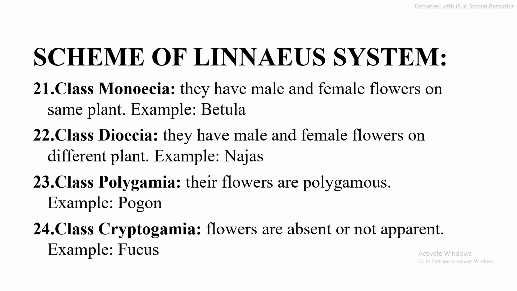Next class is Dioecia. They have male and female flowers on different plants. Example is Fagus. Next class is Polygamia and their flowers are polygamous. Example is Pogon. And the last class is Cryptogamia. The flowers are absent or not apparent. So an example is Fucus.